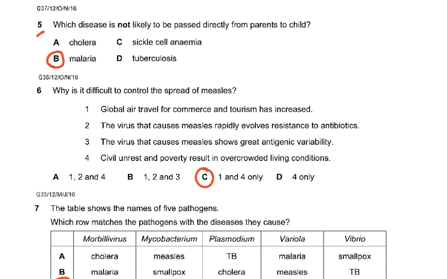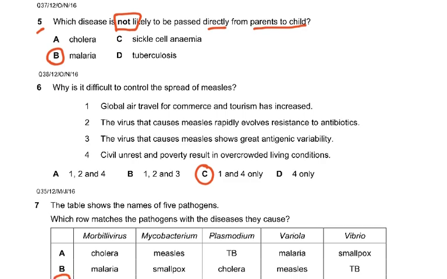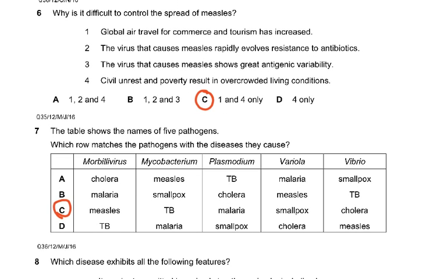5, weird sort of a question. Which disease is not likely to be passed directly from parent to child? It can't be malaria. Because malaria, the mosquito has to suck the blood and then it has to transfer it, then it remains in its stomach, and then of course it has to suck the blood of another. So how can it be directly from parent to child? It's sort of a little question more checking your English skills rather than biology skills.